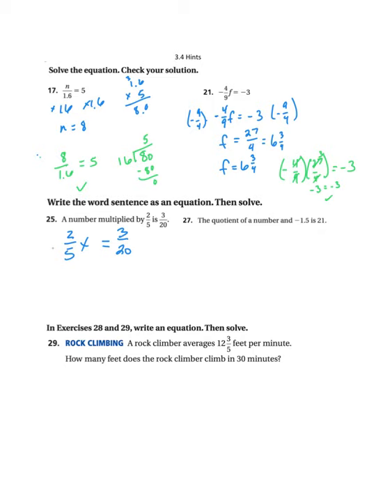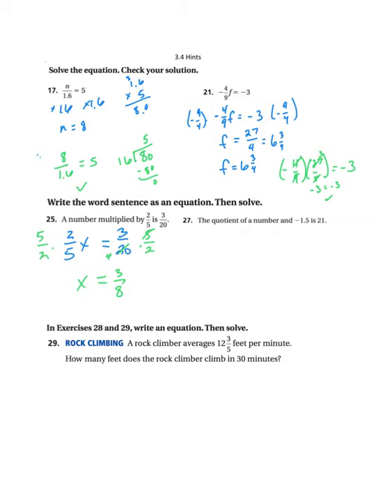I'm going to multiply by the reciprocal of 2/5, which is 5/2. So on the left side, I'm left with x. On the right, I can simplify here with a common factor of 5, and I have x equals 3/8.